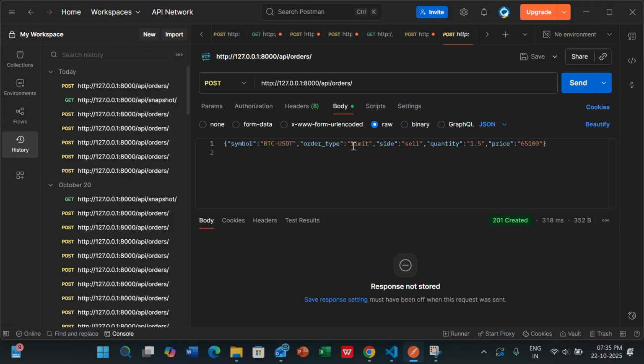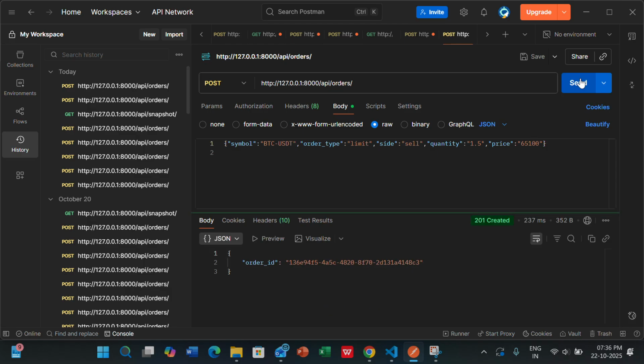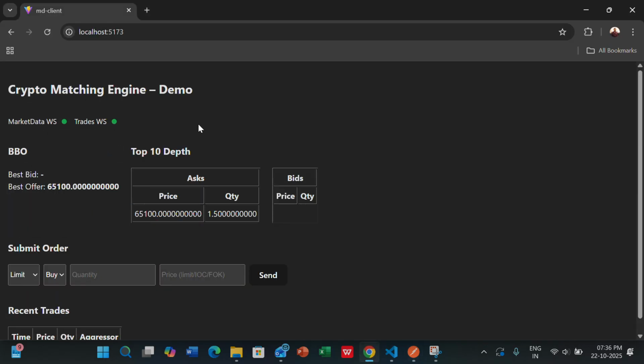Yes. So in this Postman, I will place a limit order, and I will sell a quantity of 1.5 for the price of 65,100. If I send it, yes, the order ID has been created. It is a unique ID that every order should have. And as you can see, in our top-of-book depth, the best offer that the market has is 65,100. The price is that, and the quantity is also that.